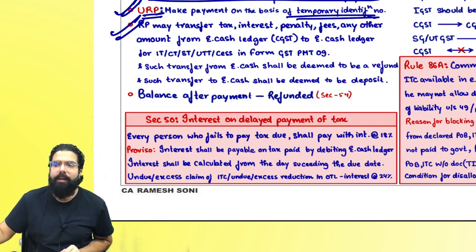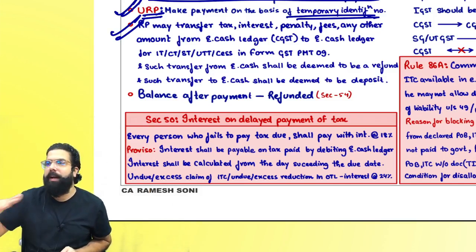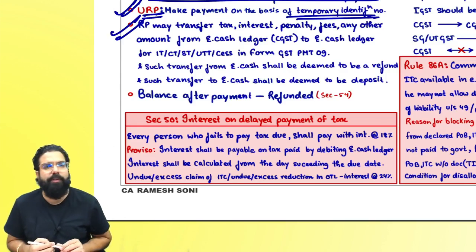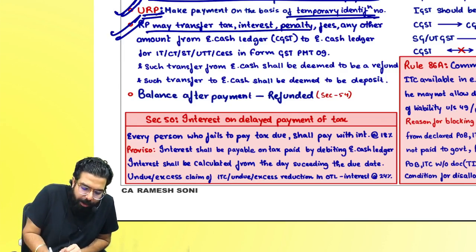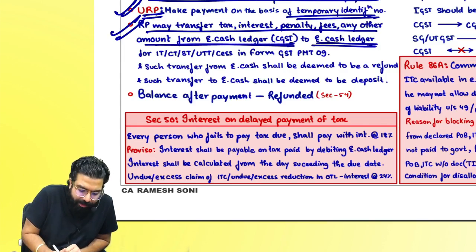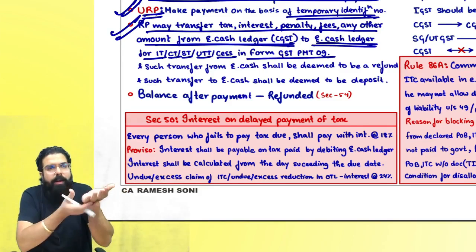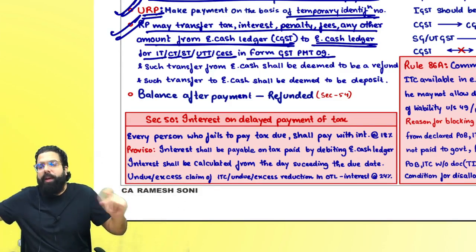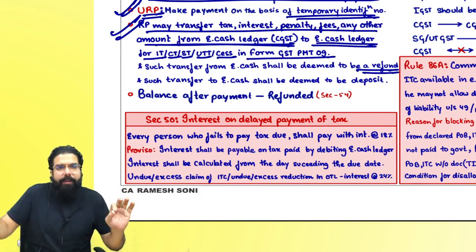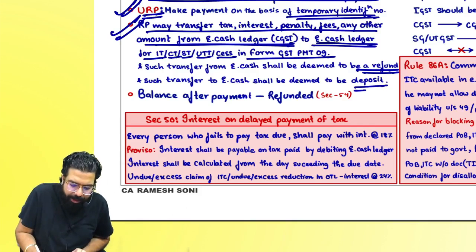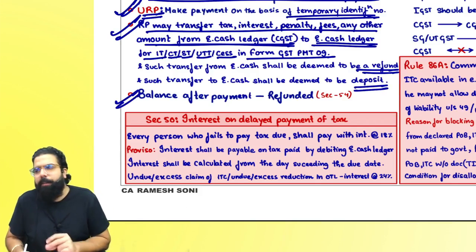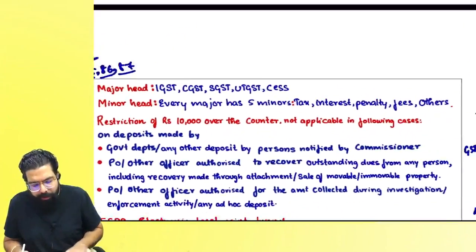Any major head to any minor head is possible to be transferred using PMT09. So, sir, any amount of tax, interest, penalty from the e-cash ledger can be transferred to another e-cash ledger of integrated tax, central tax, state tax, union territory tax using form PMT09. I am transferring from one head to another. Government is saying that from the head you are transferring, it will be deemed that you have been given a refund, and to the head you are transferring, it will be deemed a deposit. Sir, if I have extra balance in my e-cash ledger, you can also claim a refund.